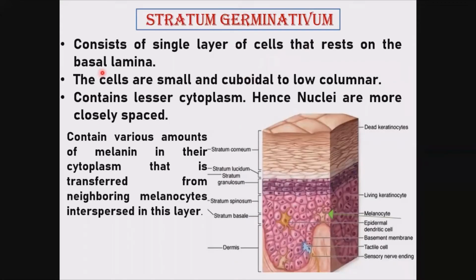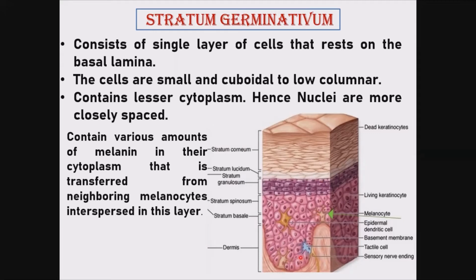Coming to these layers one by one, the first layer, which is towards the base, is resting on the basal membrane, a single layer resting on the basal membrane. It is a very important layer, stratum germinativum or stratum basale, because it is on the basal lamina, and the cells multiply, divide and divide, and give rise to other cells of the epidermis. So they are germ cells, they are stem cells here. The shape of the cells is more or less cuboidal or low columnar with round nuclei. They contain less cytoplasm in comparison to other cells, so the nuclei appear closely spaced.